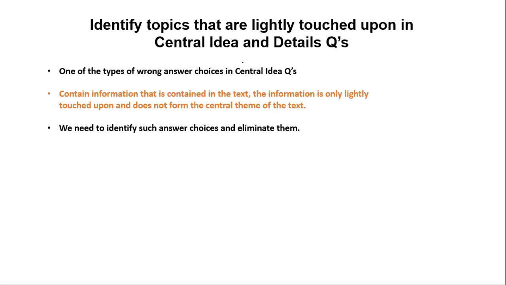So another type of wrong answer choices in central idea and details questions is answer choices that are lightly touched upon. So these are primarily seen in questions based on central idea in the text. These answer choices contain information that is given in the text, but the information is only lightly touched upon and does not form the central theme of the text.